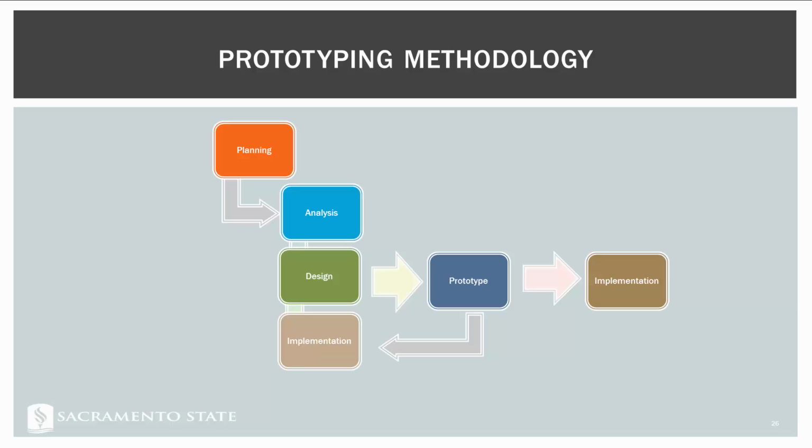So the next one I want to talk about is the prototyping methodology. This one happens to be closer to Ambler's iterative. We'll call this prototyping. Here's how this works. We start off with the planning phase, and we do a full planning phase.